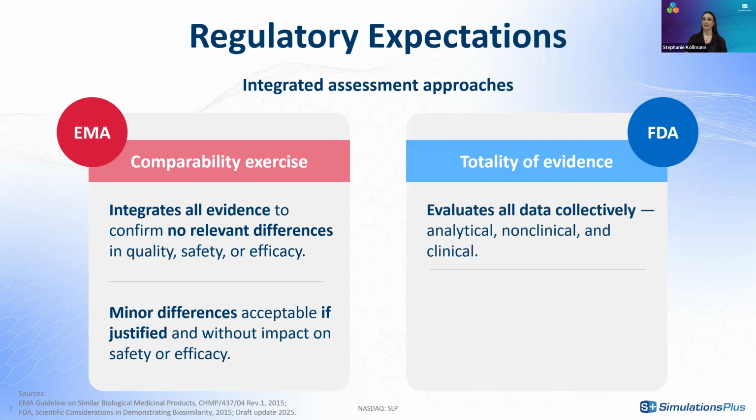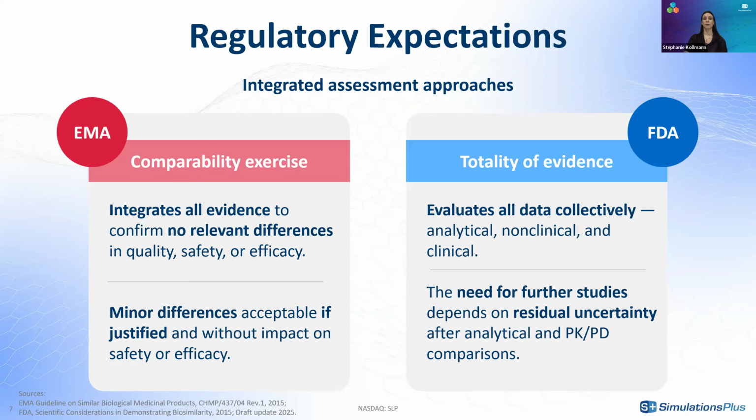The FDA follows the same scientific principle. Its decision is based on the totality of evidence, meaning that all data are evaluated collectively. The need for further studies depends on the residual uncertainty that remains after analytical and PKPD comparisons. So in both frameworks, this integrated assessment, whether called comparability exercise by EMA or totality of evidence by FDA, provides the overall conclusion on biosimilarity.